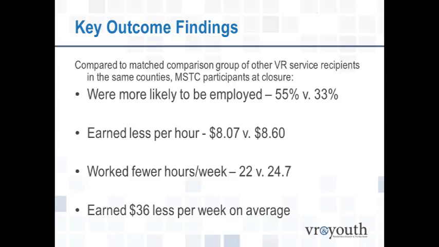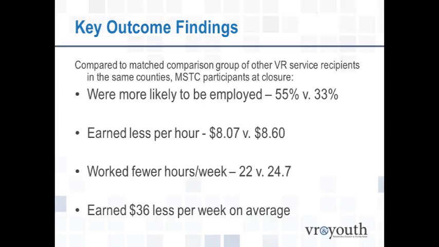So anyway, on the same slide, 55%, as I said, versus 33%, a very significant difference in the finding. However, the MSTC students earn less per hour. This is in 2015 dollars, $8.07 versus $8.60 was the average hourly earnings. So, in other words, the MSTC students who had a closed VR case earned a little bit less, not significantly, but enough to notice it.